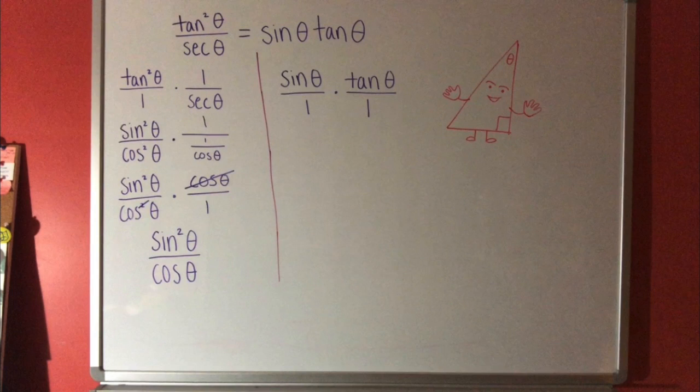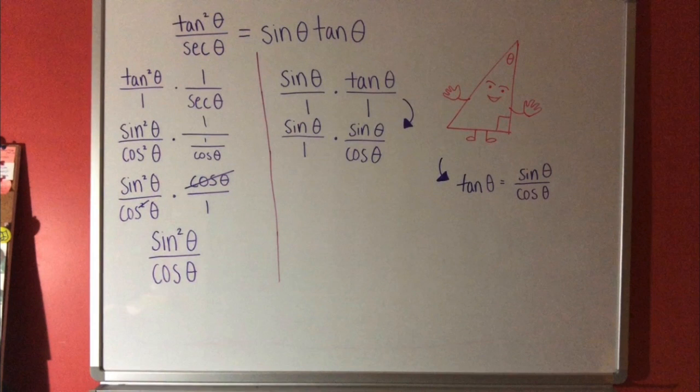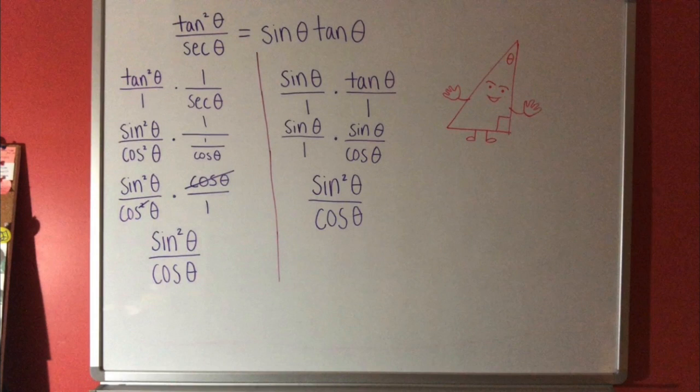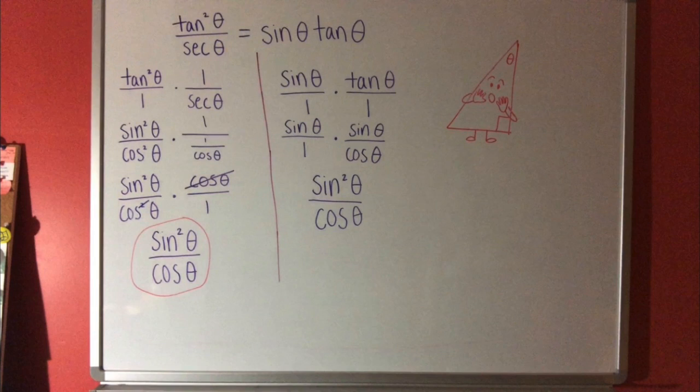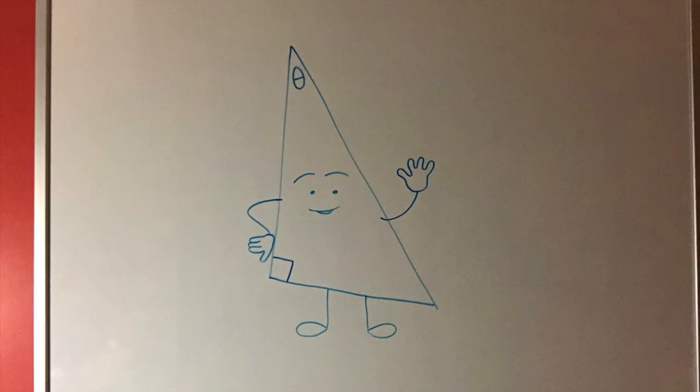And now on the right side, we can rewrite tan theta to be sine theta over cosine theta. And if we multiply those two right side terms together, we'll get sine squared theta over cosine theta. Sounds familiar? Now the left and right side match, which means that you just solved this trig identity.